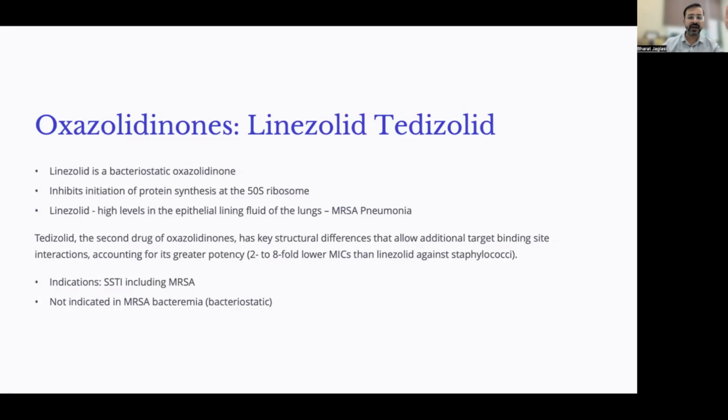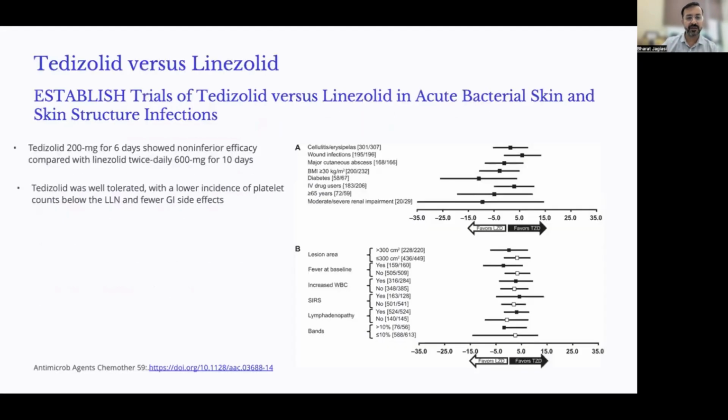So among the oxazolidinones, we compared linezolid versus tedizolid. Linezolid is bacteriostatic, and tedizolid is the second generation of oxazolidinones, and it's also indicated for skin and soft tissue infections, including MRSA, but it's not indicated for MRSA bacteremia. It could be given 200 milligram for 6 days, which showed non-inferior efficacy when compared to linezolid 600 milligram twice a day.